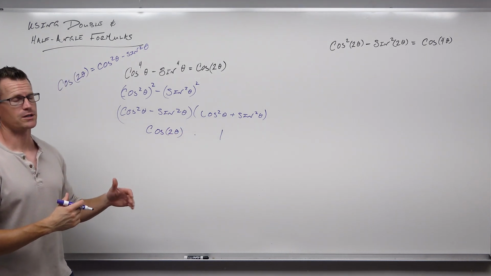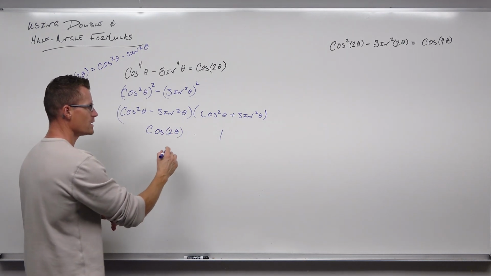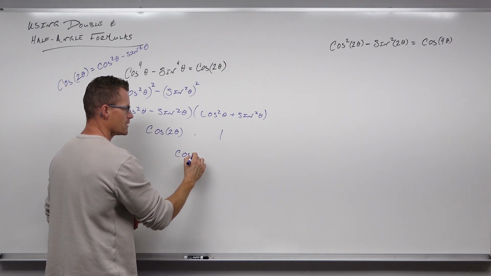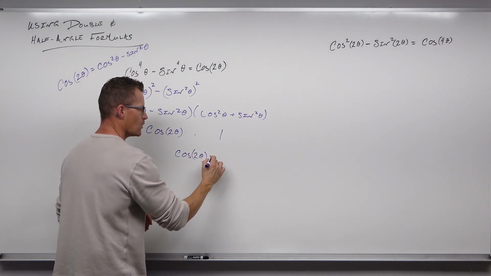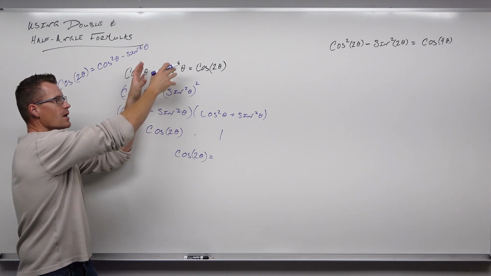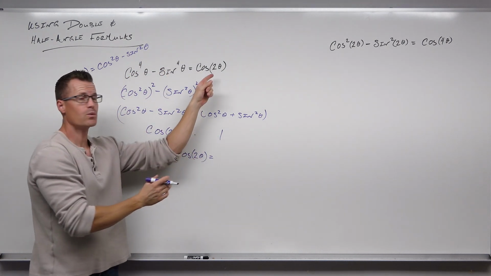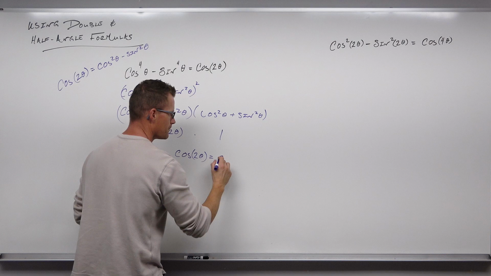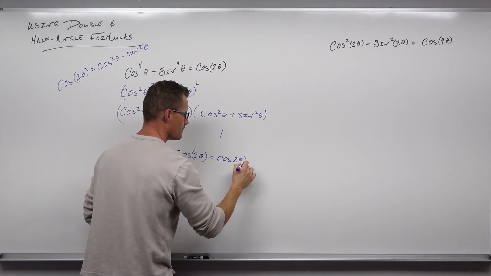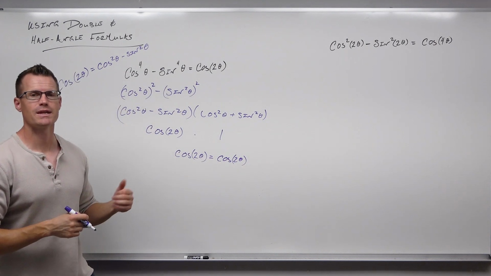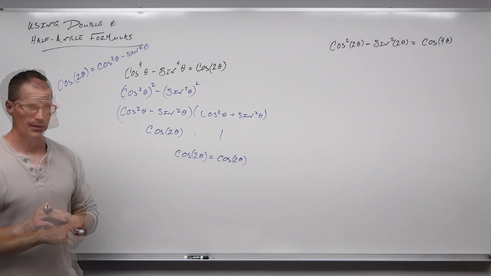Now that's perfect, because cosine 2 theta times 1 is cosine 2 theta. And we've just started with the hard side. We've done some factoring, we used some identities, and we've ended with what we wanted to prove. So that states it. And that's it. So we've just proven that identity. How about the next one?